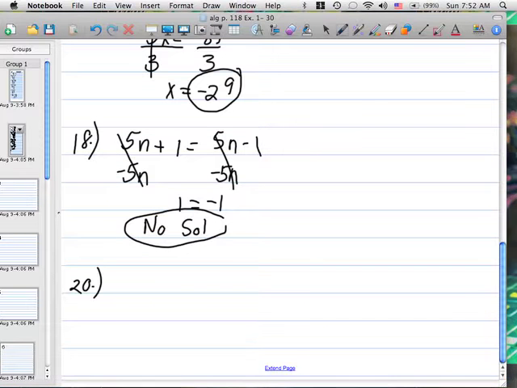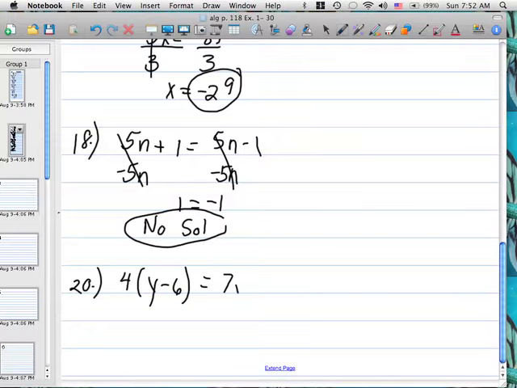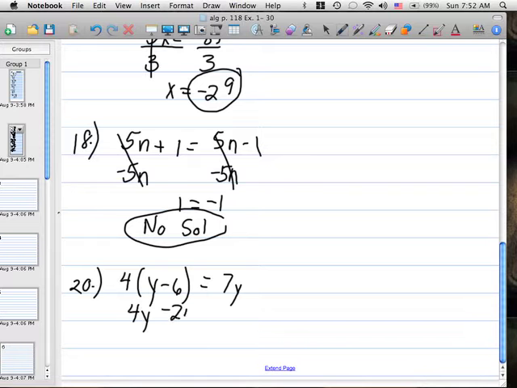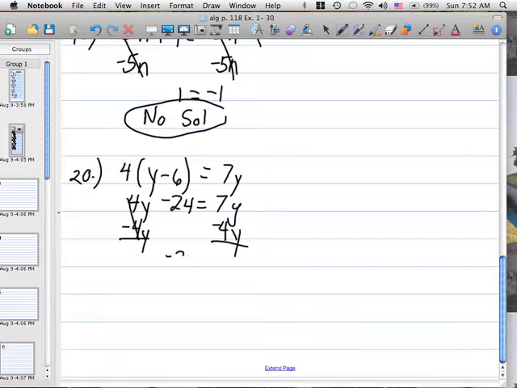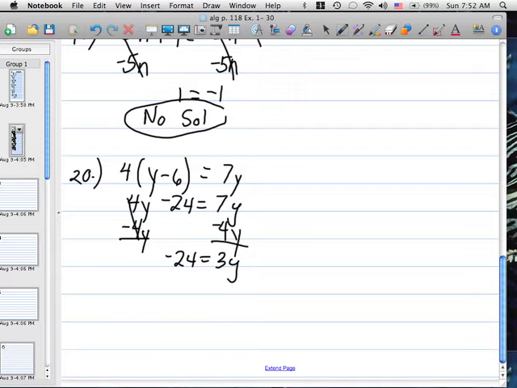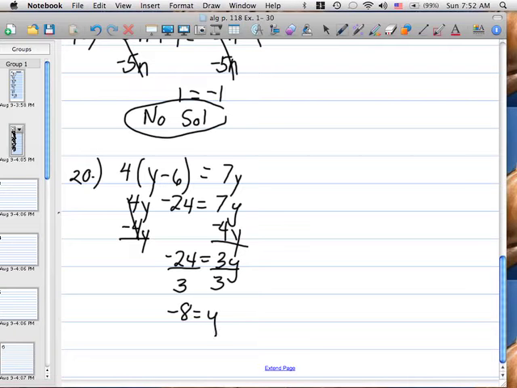In problem 20, we have 4 times the quantity y minus 6 equals 7y. We have to eliminate the parentheses, so we'll use the distributive property. We get 4y minus 24 equals 7y. The 7y is by itself, so we want to move the 4y off the left. So do the opposite, subtract 4y. We get negative 24 equals 3y. Divide by 3. And we get negative 8 equals y.